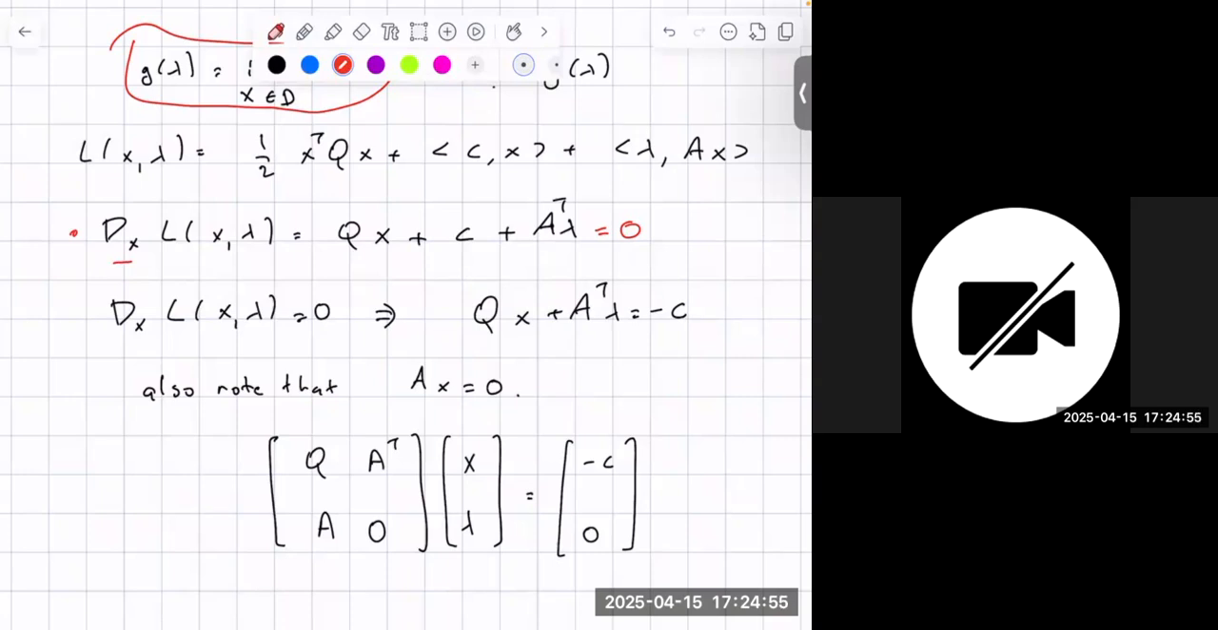Q times X plus A transpose times lambda is going to be minus C. A times X is going to be 0. And you just solve this linear equation. You solve your optimization problem. Sometimes they even call this Newton's equation or something. So it's a way to solve directly if you have a quadratic optimization with an AX equals 0 type constraint. And as you can tell, this is probably much easier to solve than an optimization problem. You're literally solving a linear system. So that's about it.